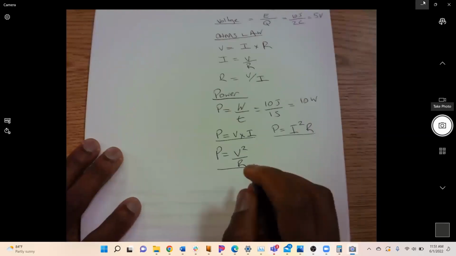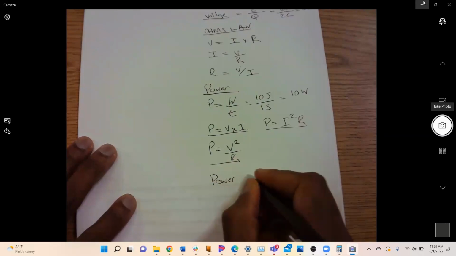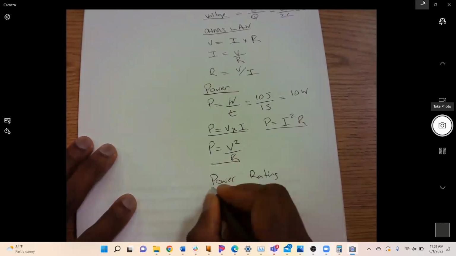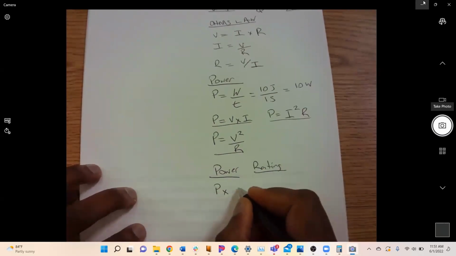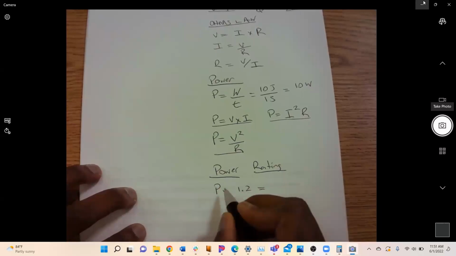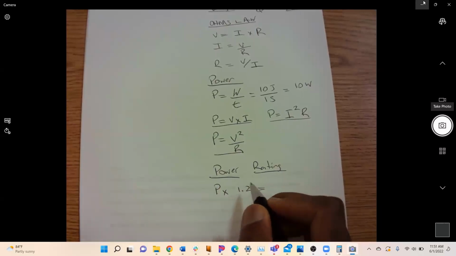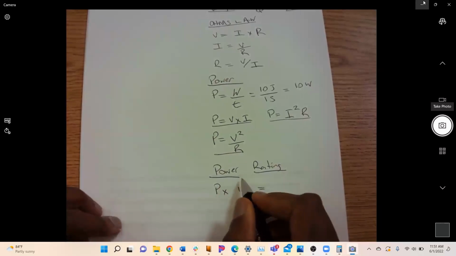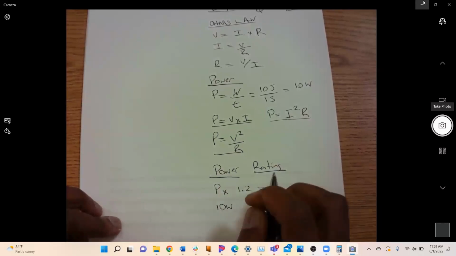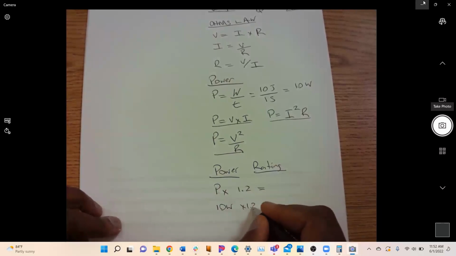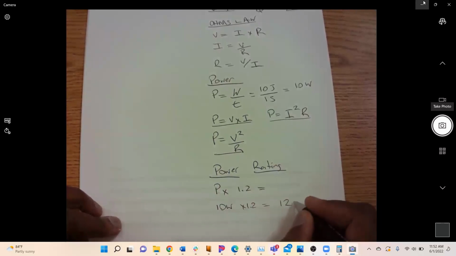Now we also talked about the power rating. What is power rating? When we calculate the power of a resistor, we need to multiply it by 1.2. If you multiply something by 1, that's 100%. If you multiply it by 1.2, that's 120%. So power rating is 20% over the power that the component uses. So if we had a power of 10 watts, the rating is going to be 10 times 1.2, which gives us 12 watts. That's the power rating.